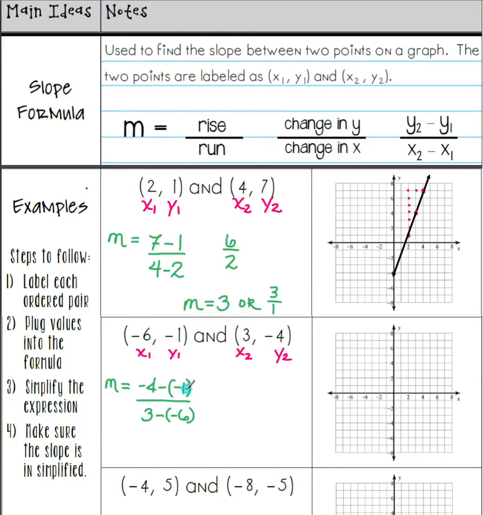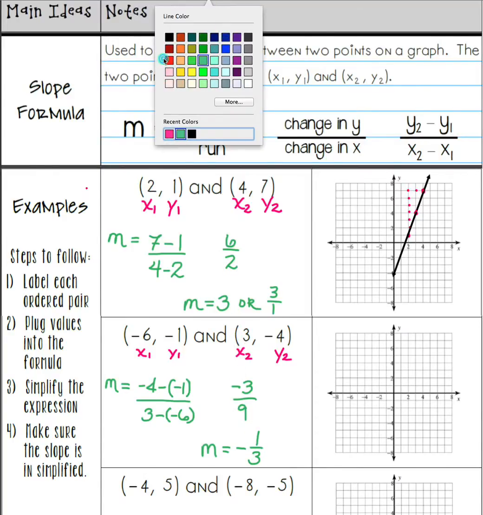-4 minus -1, that's the same as -4 plus 1, so that is -3. Divided by 3 minus -6, so that's the same as 3 plus 6, which is 9. And we need to make sure that we simplify this. -3 divided by 9, or -3/9, could simplify to a slope of -1/3.